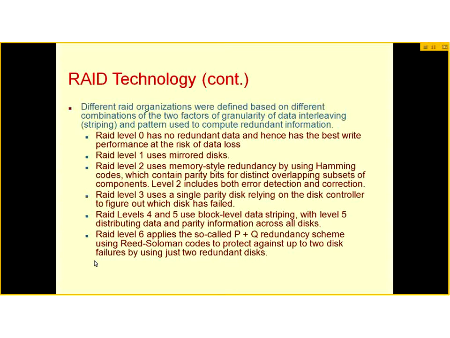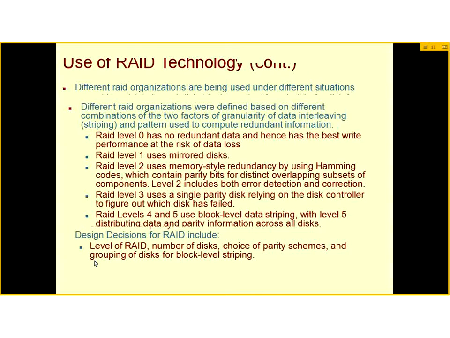Level 1 uses mirrored disks. Level 2 uses memory-style redundancy by using Hamming codes, so you should be aware of Hamming codes as well. Level 6 applies the so-called P plus Q redundancy scheme using Reed-Solomon codes. I'm not saying that you should be aware of the details of Reed-Solomon codes, but you should know that level 6 uses Reed-Solomon codes. And level 2 uses Hamming distance, and level 0 has no redundant data, so you should be aware of this.